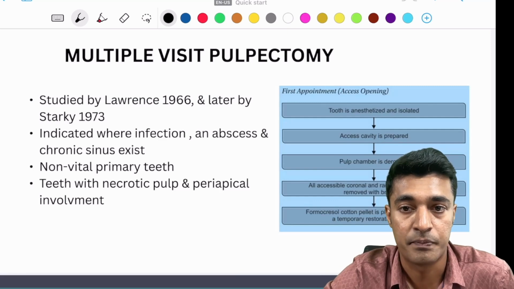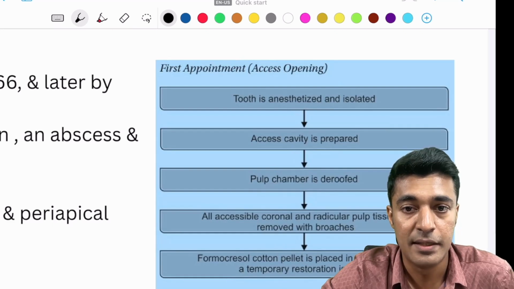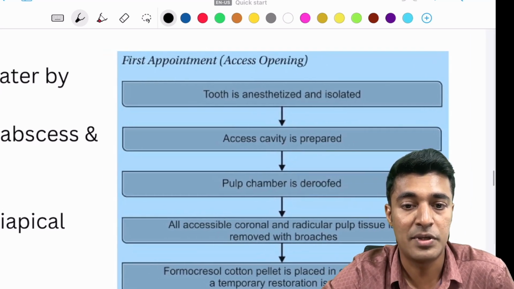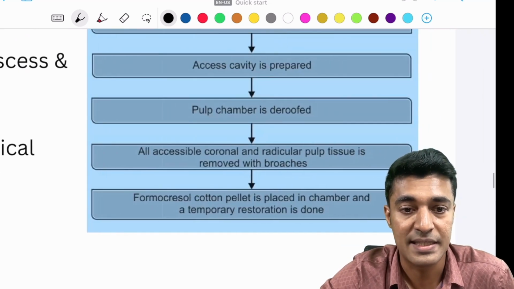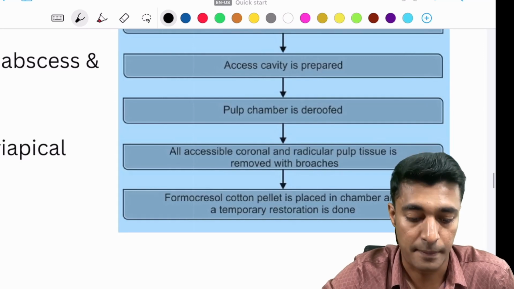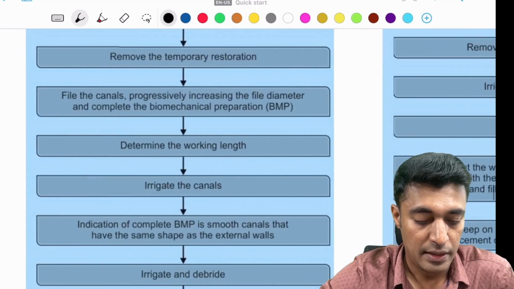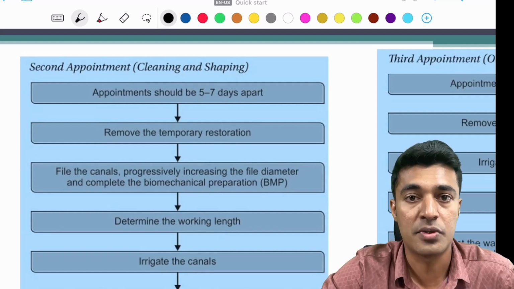During the first visit, the access opening is done, the tooth is anesthetized and isolated, the pulp chamber is deroofed, all accessible coronal and radicular pulp tissue is removed with broaches, a formocresol cotton pellet is placed in the chamber, and a temporary restoration is done. In the second visit, cleaning and shaping is done, and in the third visit, obturation is done.